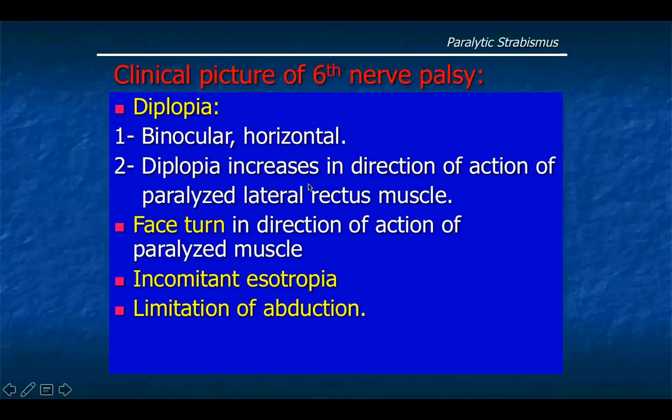So to summarize, the clinical picture of a sixth nerve palsy: there is diplopia, which is binocular and horizontal. Diplopia increases in the direction of action of the paralyzed lateral rectus muscle. And there is a compensatory face turn in the direction of action of the paralyzed lateral rectus to overcome the diplopia. And there is incomitant esotropia and limitation of abduction.